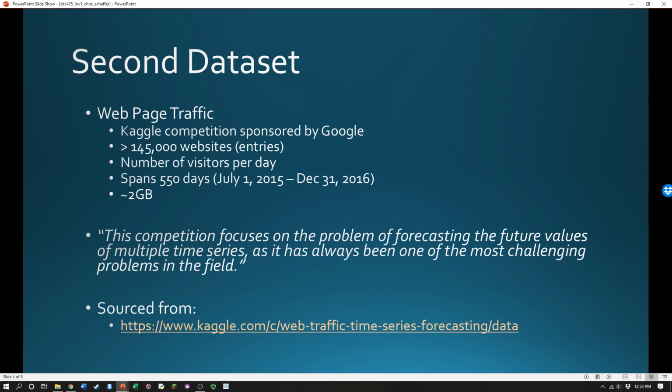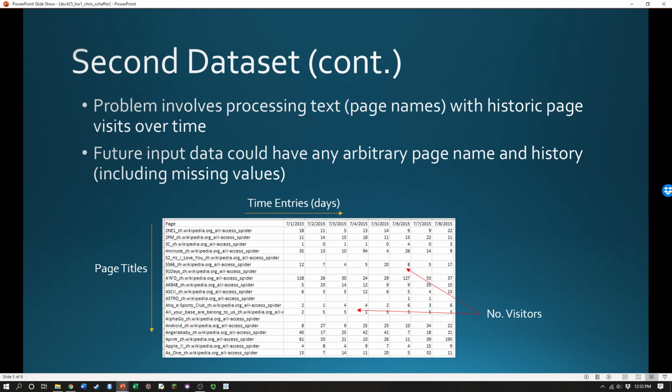There is a quote from the competition itself reiterating that multivariate time series problems are very difficult, especially when you include things like text. In this case, if we go on to the next page, you can see that the page name for a given site is one of the variables that you can reference. So you're mixing multivariate data, time series, and text information, which I have to imagine would be a very difficult challenge.